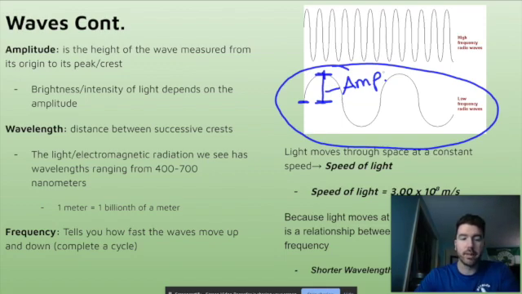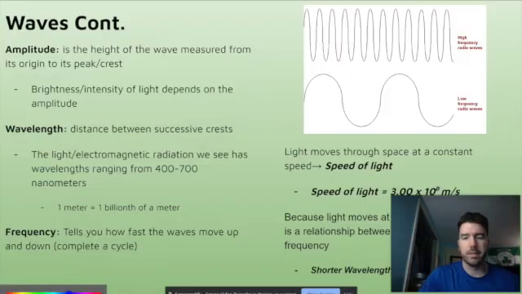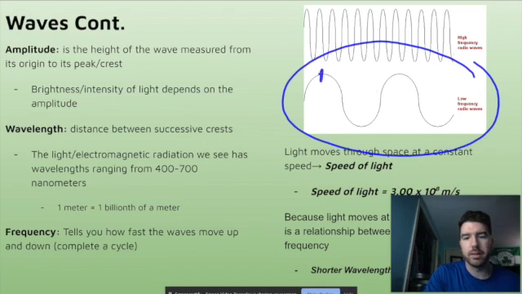Another characteristic is wavelength. Wavelength is the distance between two successive crests. And the light or electromagnetic radiation we see has wavelengths ranging from 400 to 700 nanometers. And a nanometer is 1/1000th of a meter. So the wavelengths of the light we see are very, very, very small. And if we return to our wave of light up here, the wavelength would be the distance between peaks. So amplitude would be the distance between the origin point and the crest. The wavelength is the distance between peaks.